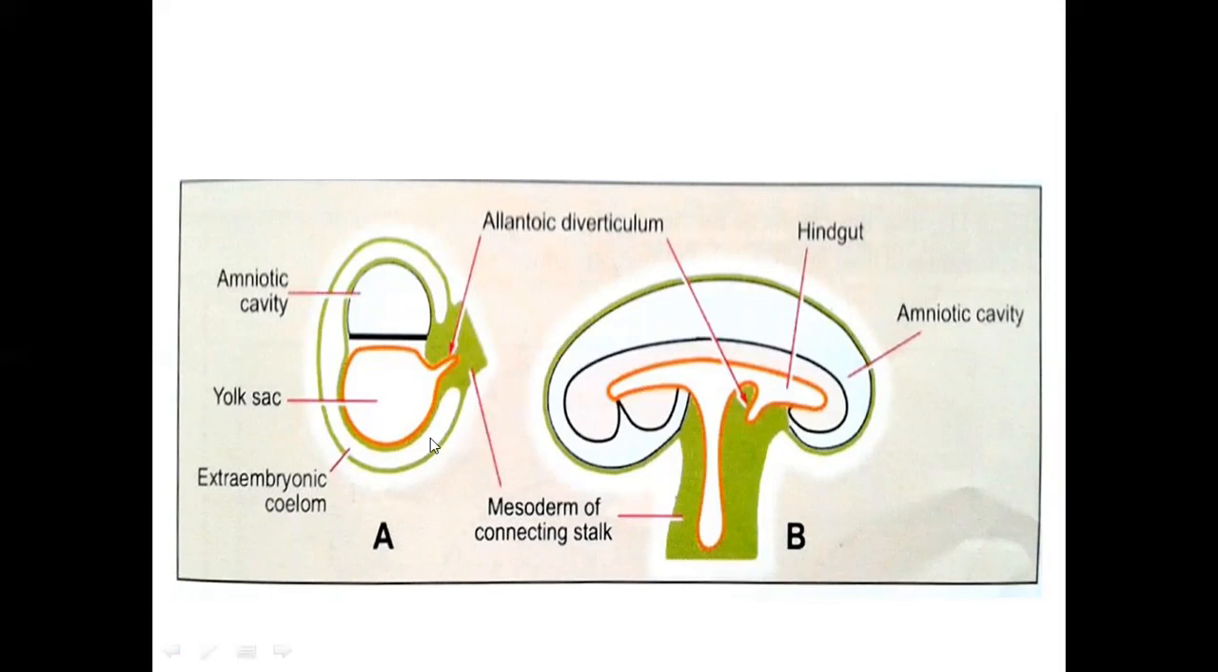And once the tail fold forms here, it comes anteriorly, or to the ventral aspect. Later on, this gets absorbed into the hindgut, and this is involved in the formation of the urinary bladder. So with this diagram, one will come to know what we mean by allantoic diverticulum, where its location is, and what its fate is, its future structure developed from this allantoic diverticulum, that is nothing but the urinary bladder.